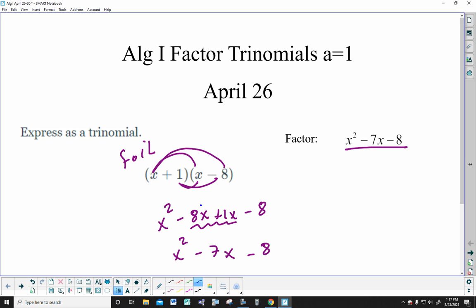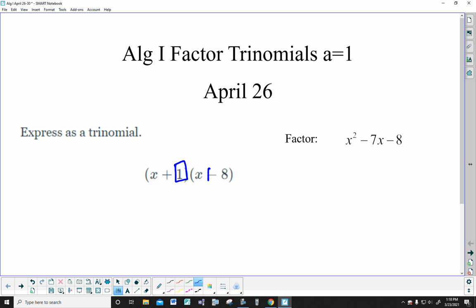But as you're adding them, I want you to notice, look at these two numbers, minus 8x and plus 1x. Look at those numbers, the coefficients are right there. These two numbers added together to give you negative 7, but those two numbers multiplied together to give you the end, negative 8. These two numbers add to the middle, but multiply to the end. Okay?